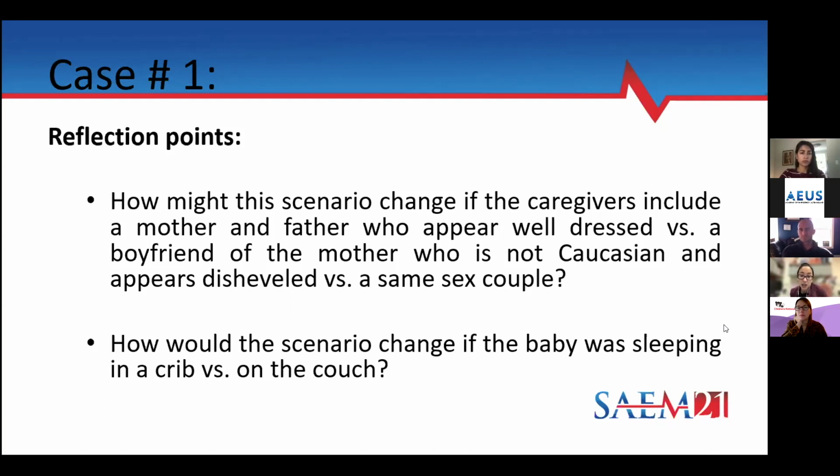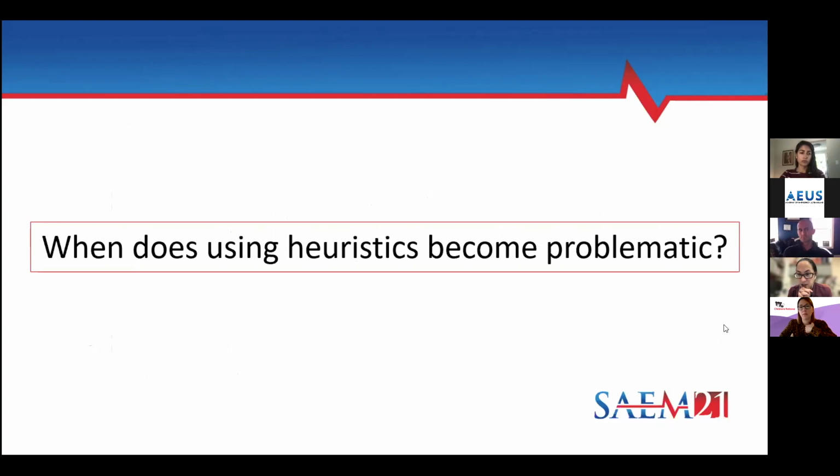And how does the scenario change if you have a baby who is said to be sleeping in a crib versus sleeping on a couch as part of the case? And this really gets to some of what we've been talking about as we expand simulation scenarios to think about diversity and diversifying our scenarios. Being really cautious about how we use those identities. And this comes up on the next slide, to avoid actually reinforcing stereotypes.